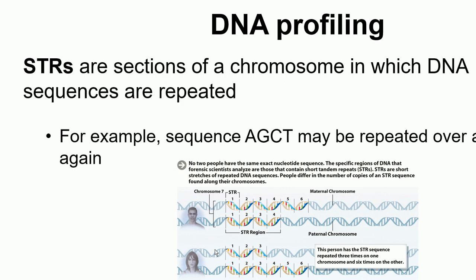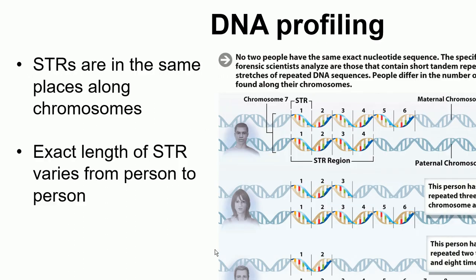So there are different kinds of STRs. There's not only AGCT, there can be GCC, CGG, AAA, ATT, it can be different ones. But the important thing is these are repetitive sequences, and they are repeated in a different way in different individuals, and that makes these regions unique in every individual. This is what is used in this technique called DNA profiling. The exact length of STR varies from person to person. So this is what I just explained.